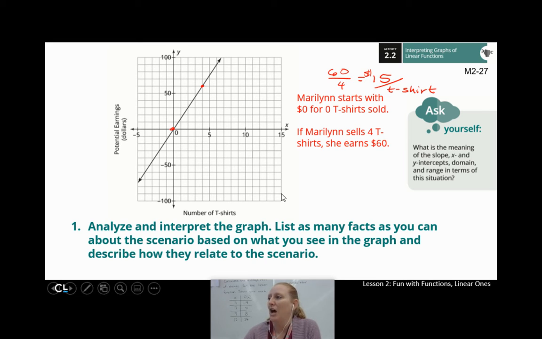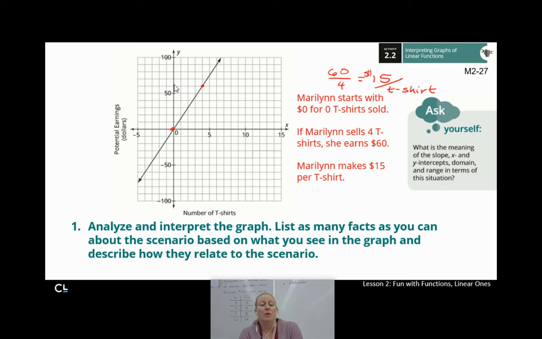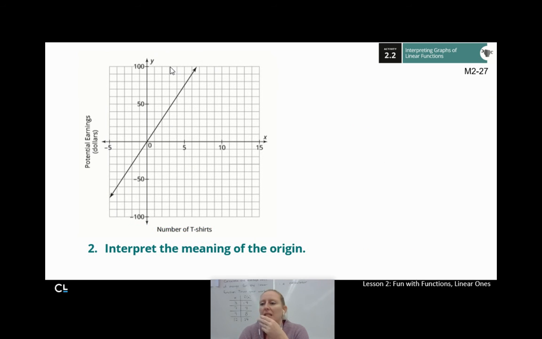Right? My rise is in dollars, my run is in t-shirts. So Marilyn's making $15 per t-shirt she sells. So the slope actually does tell us something about Marilyn's situation, right? It tells us that she's making $15 per t-shirt. We kind of already did this, but can you just take a moment to tell me what the meaning of the origin is? Hit pause, write it down, hit play to check the work.